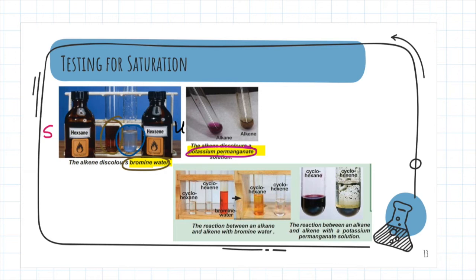It works the same with the potassium permanganate. If you take your potassium permanganate and add it to an alkane, which is saturated, the solution will turn purple because you just have a mixture of the alkane and the potassium permanganate. But if you add it to an unsaturated hydrocarbon, like an alkene, the solution will lose its color. It will no longer be purple.